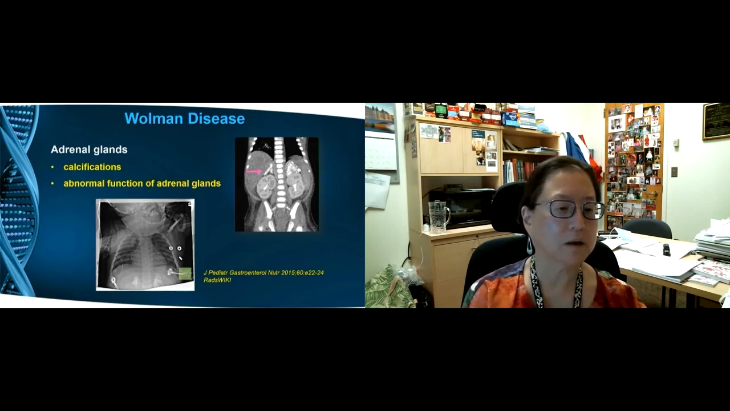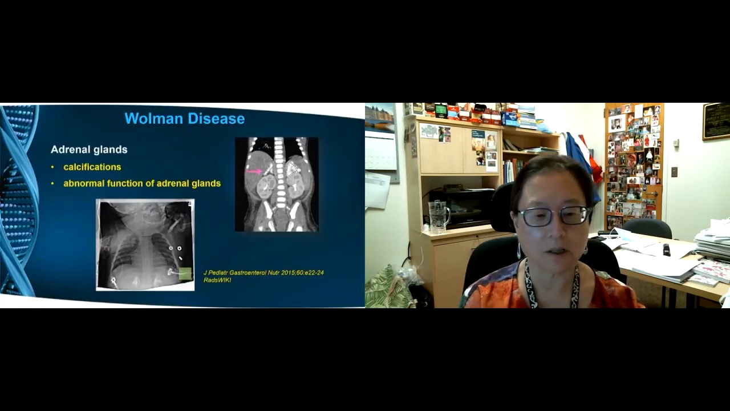And you can also see it on a plain film in the left hand micrograph. Just under the diaphragm there, you can see two patches of more intense white, which represents calcification in the adrenal glands. Next slide.